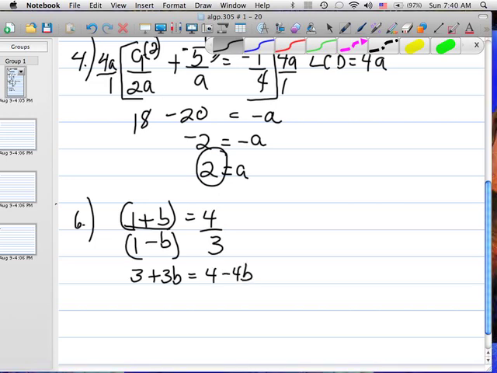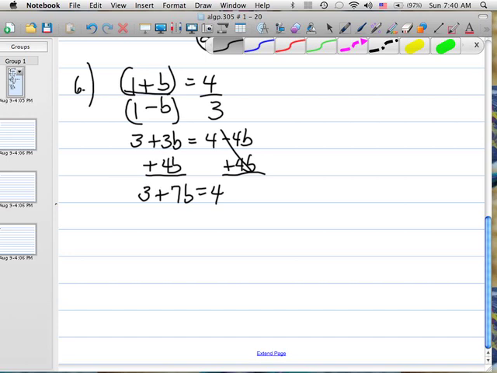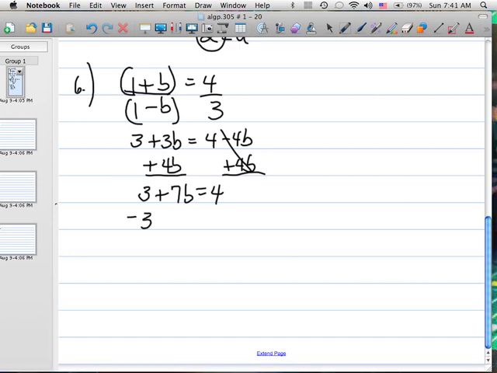First step is to get the variable on one side, trying to keep it positive, so I'm going to add 4b to both sides. That gives me 3 plus 7b equals 4. Subtract 3, two-step problem, subtract 3 first. That gives me 7b equals 1. Then solving for b, divide both sides by 7, and b equals 1/7.